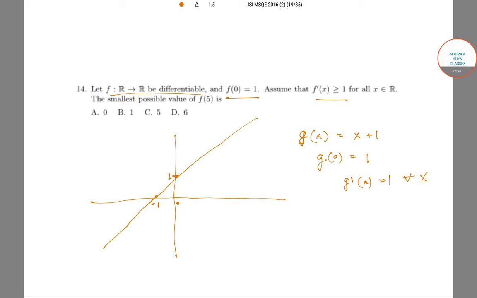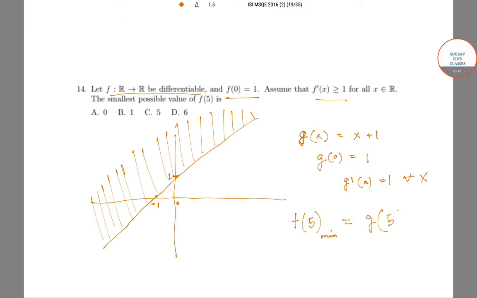Now since f of 0 is equal to 1 and f prime of x is always greater than or equal to 1, f lies in this region. So the minimum value of f(5) is exactly equal to g(5), which is equal to 6. Therefore D is the correct answer.